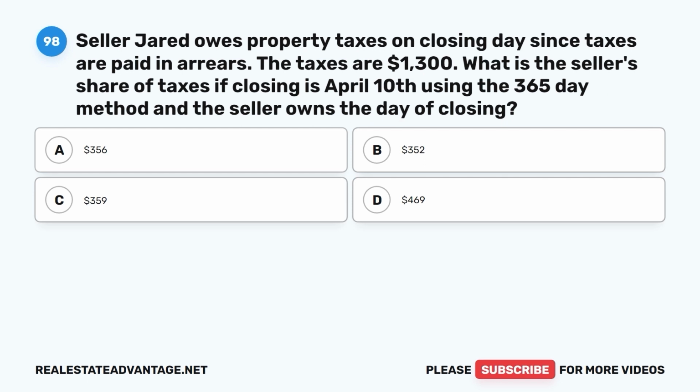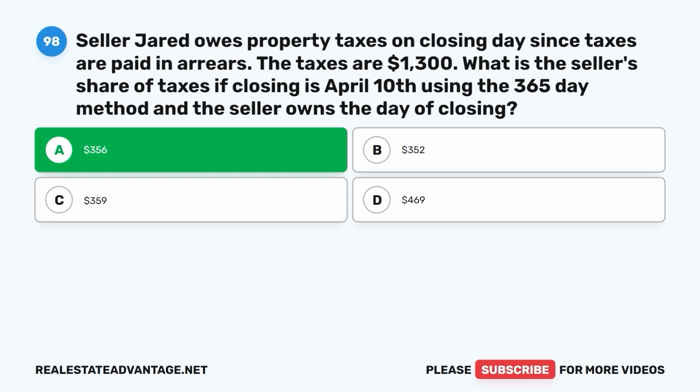Question 98. Seller Jared owes property taxes on closing day since taxes are paid in arrears. The taxes are $1,300. What is the seller's share of taxes if closing is April 10th using the 365-day method and the seller owns the day of closing? A. $356. B. $352. C. $359. D. $469. The correct answer is A. $356.